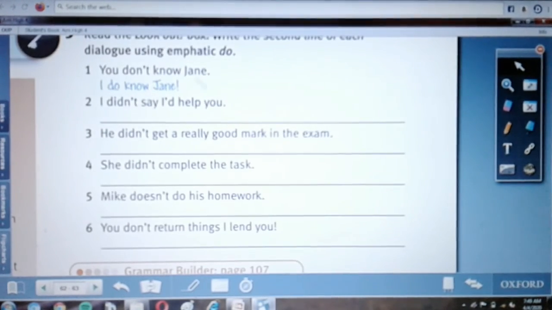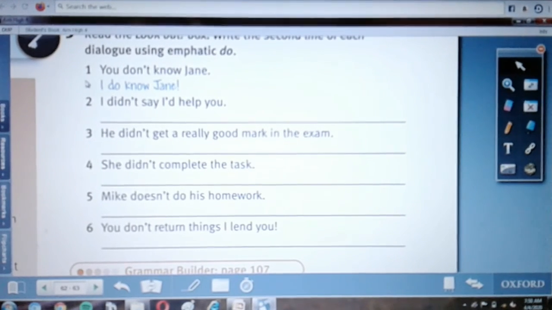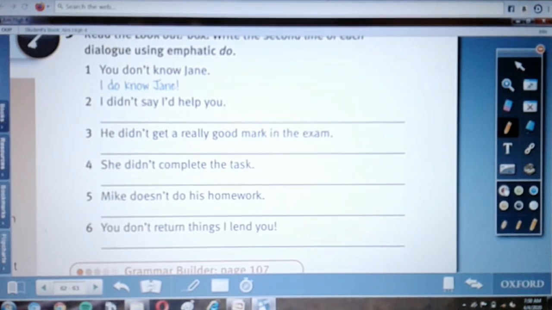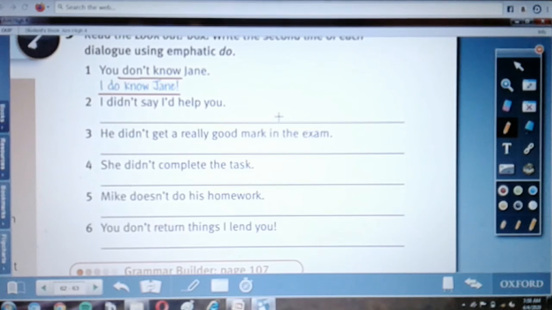So, from negative, you need to change them into positive. You need to contradict a negative statement. For example, number 1. You don't know Jane. It's a negative statement. Don't know. Someone accused you. So, what you should say is, I do know Jane. You defend yourself. I do know Jane. What are you talking about?